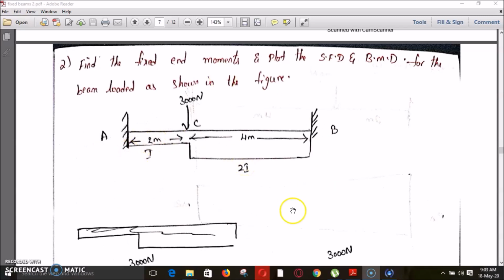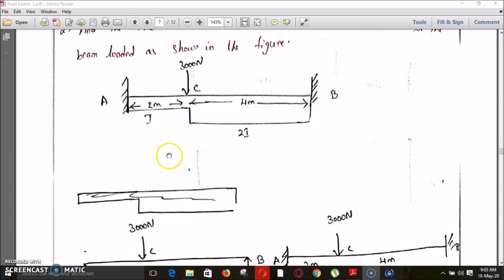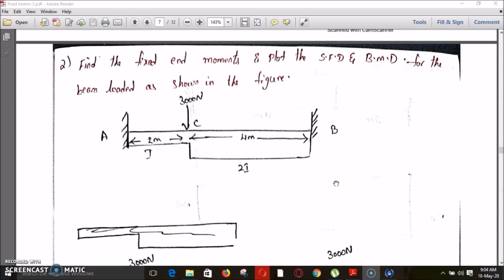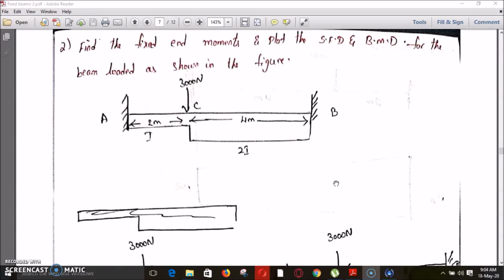The analysis of a fixed beam consists of two steps. First step is drawing the bending moment diagrams of the simply supported case and the fixed case. And the second step consists of applying the compatibility equations. That is, area of mu diagram by EI plus area of mu dash diagram by EI is equal to 0, and deflection at any point of simply supported case plus fixed case is equal to 0 divided by EI.